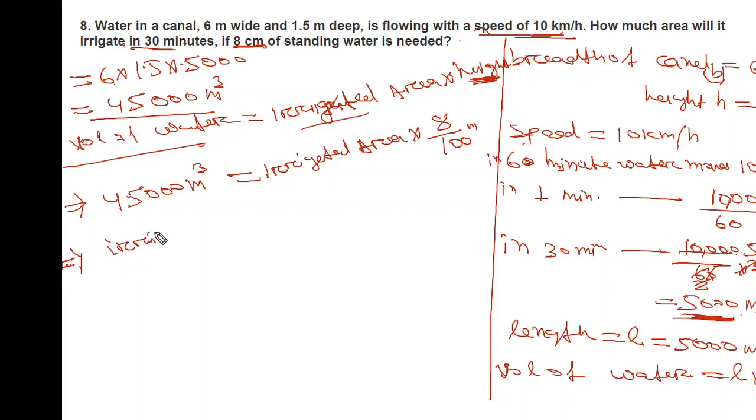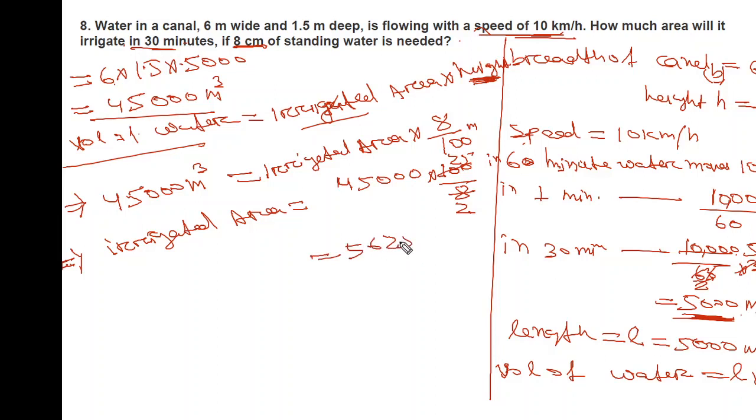So you can write irrigated area is equal to 45,000 into 100 by 8. Now you can cancel it, it will be 25, then it will be 2, again you can cancel it. After cancellation you will get 562500 meter square. So this is the irrigated area.